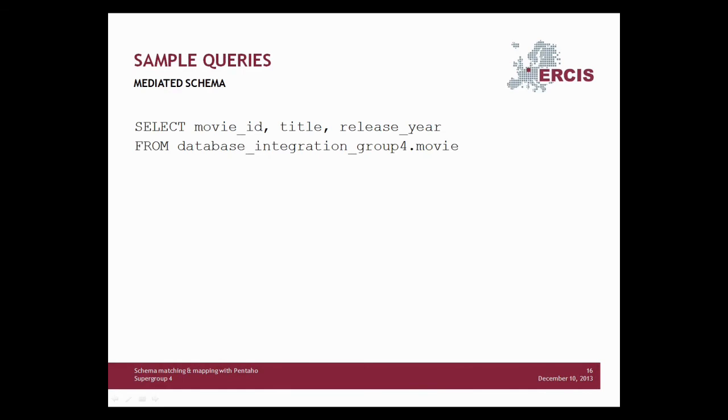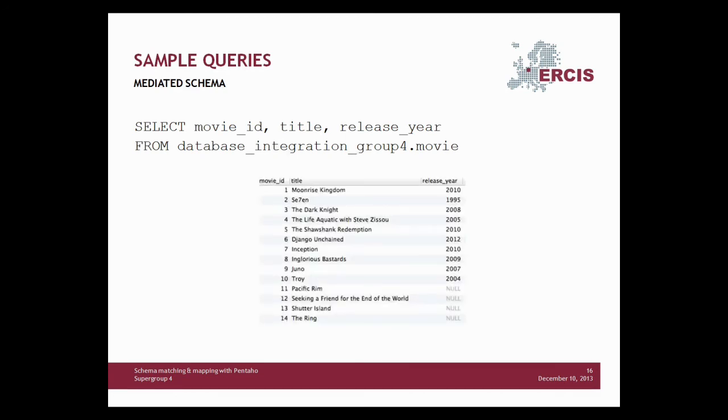Finally, we want to show you a table from the resulting integrated database. To do so, we prepared the following sample query that retrieves the movie ID, the title, and the release year for all movies in the integrated database. As we can see, the movies from the Best Movie Rental Ever database do not contain the release year.